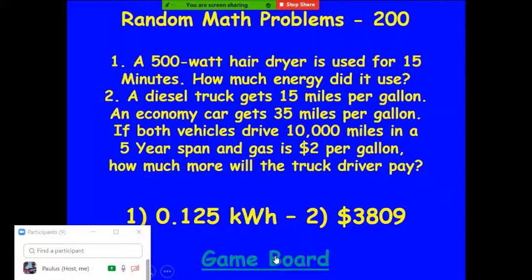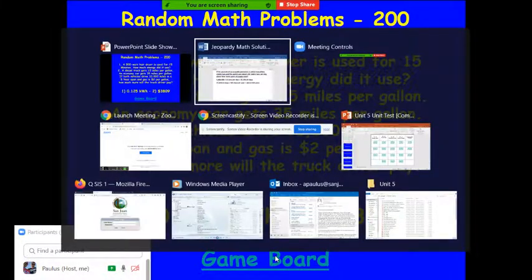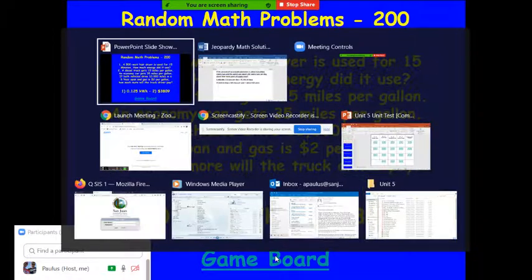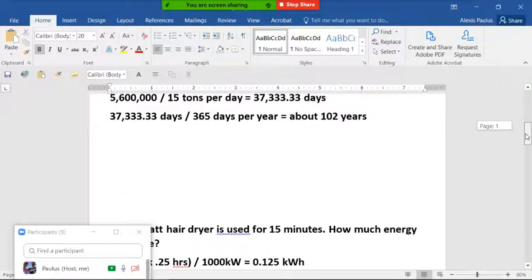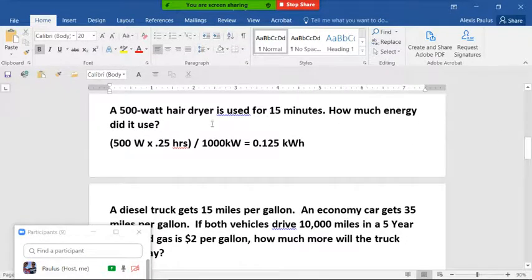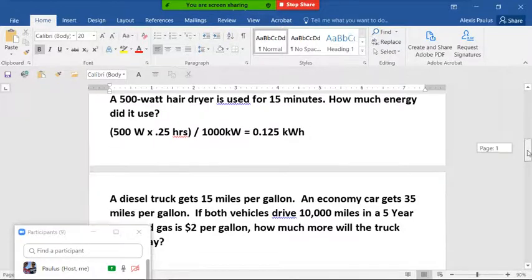All right, so let me hop over to my solutions real quick. You take the 500 watts, 15 minutes is 0.25 hours, and then you have to divide that by 1,000 to get it in kilowatt hours, and that gives you about 0.125 kilowatt hours. Second problem.